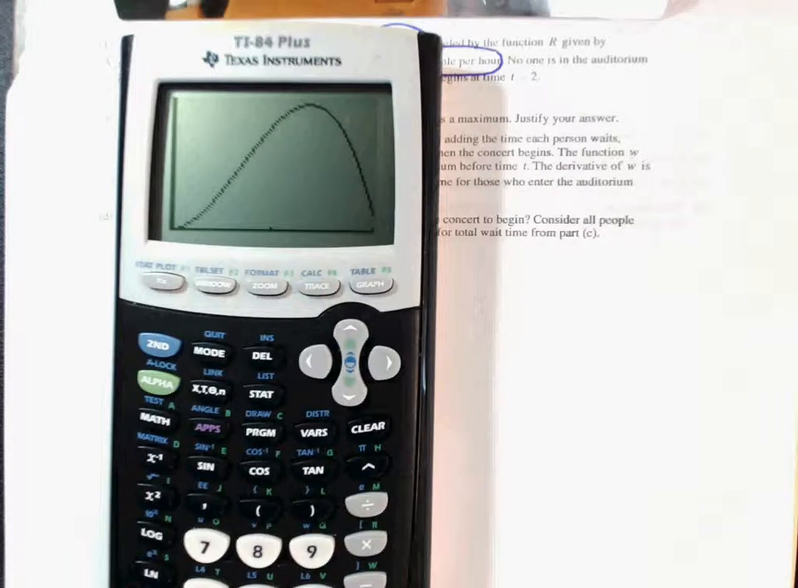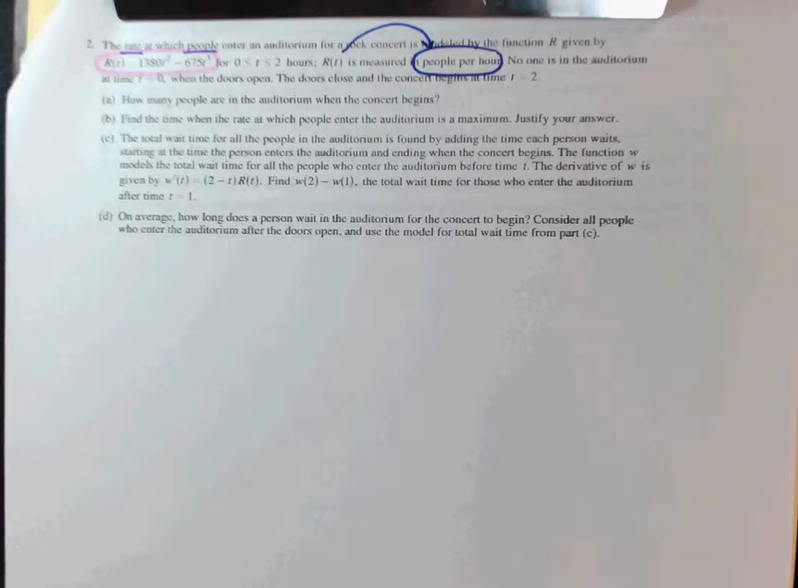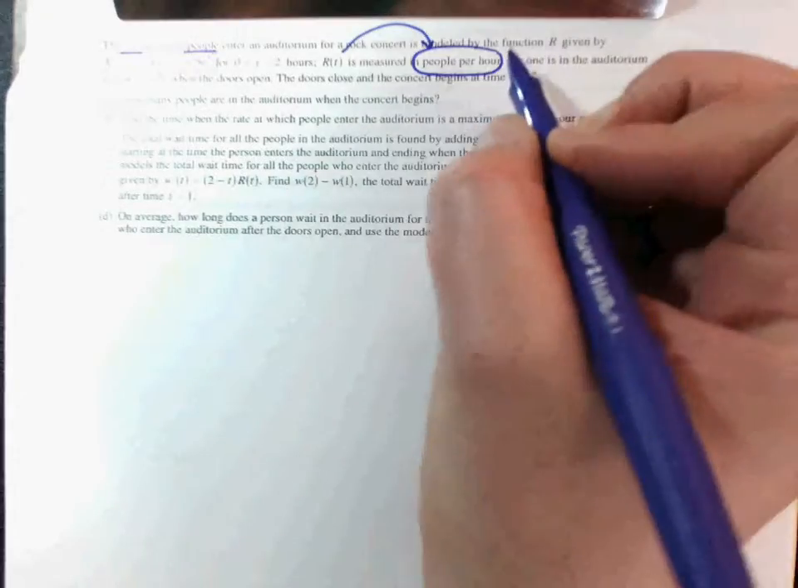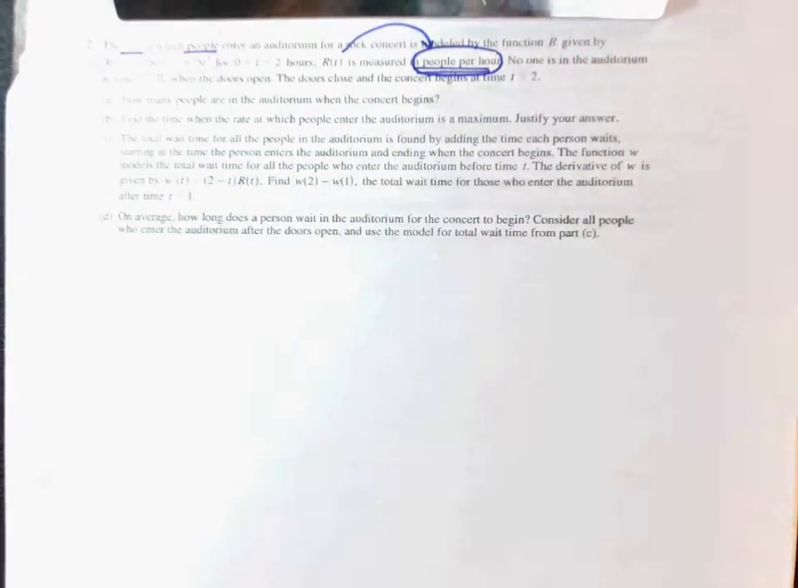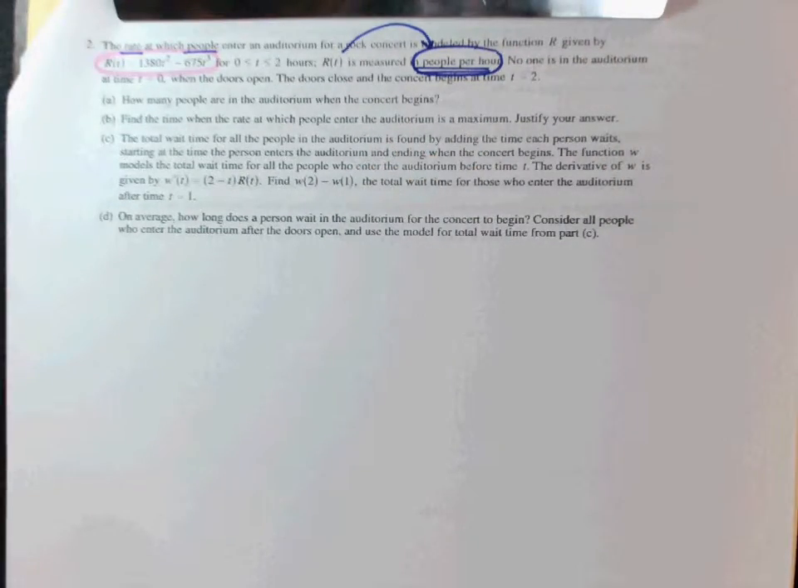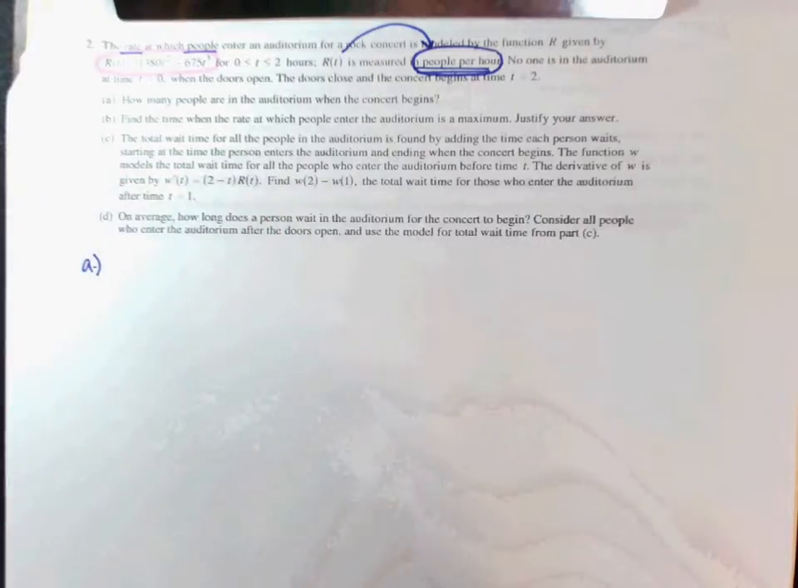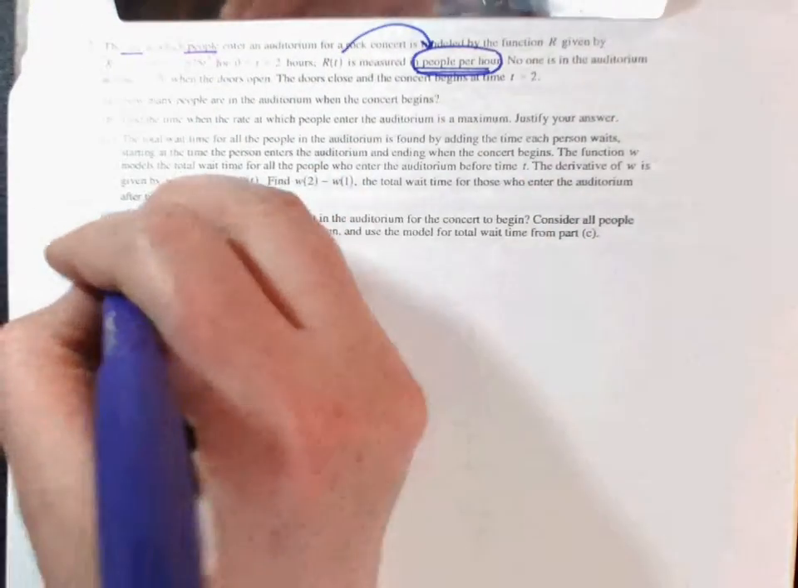There's my graph. Okay? So Part A said, how many people are in the auditorium when the concert begins? So it says, the doors close and the concert begins at 2. Now, if this is people per hour, how will I know how many people came in? What do I need to do, a derivative or an integral? A derivative will be people per hour squared. Is that what we want? We want people. That means we need to do an integral. From when to when? 0 to 2. Very good. So for Part A, I'm going to integrate people per hour from 0 to 2.